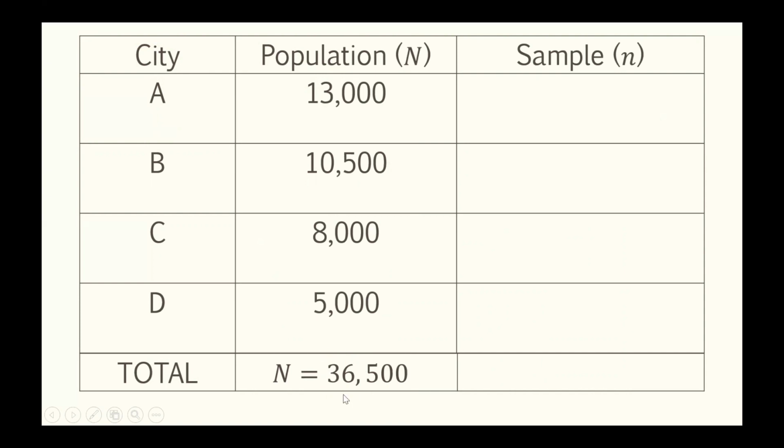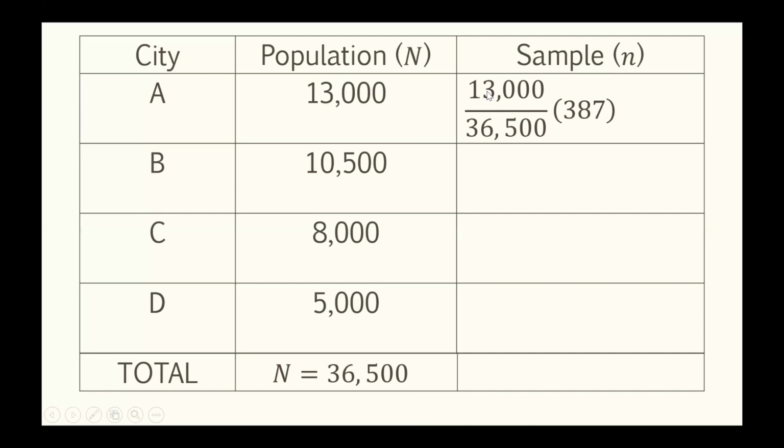So itong 36,500 gagamitin natin for us to get the sample. Let us have CTA, identifying the sample. So that is considering the population in CTA, 13,000 divided by the total population, that is 36,500, multiplied to how many sample? From the problem, yung nakalagay doon is we need only 387 students from the 4 cities. So we're going to get the proportion of this.